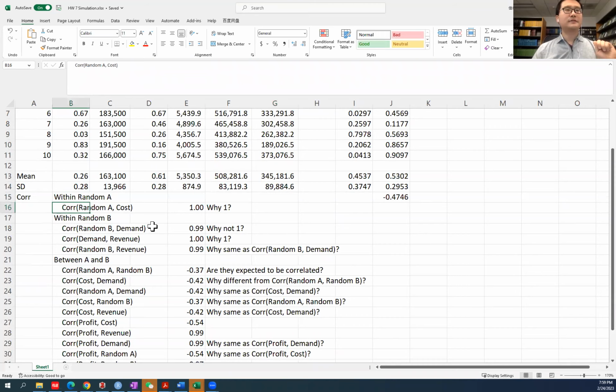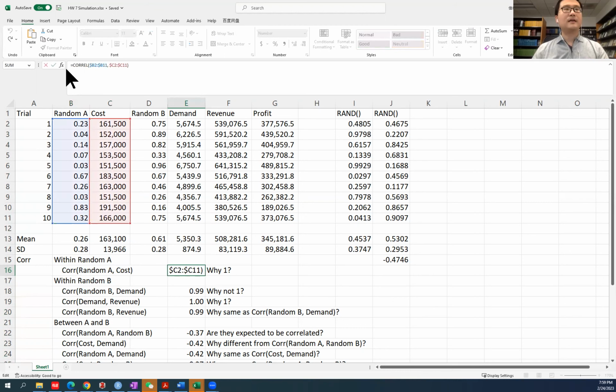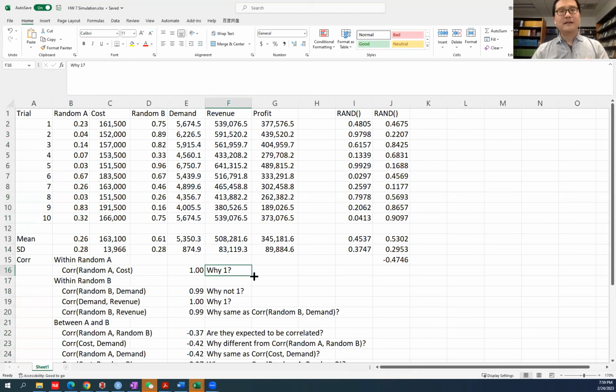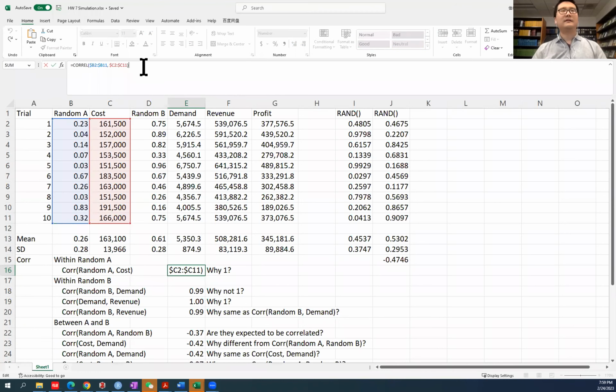What's the correlation associated with the random A when we have the cost value? So here I calculated the correlation between the random A column and the cost column, these two columns. And we see that the correlation is 1. Is this surprising? And if not, why do you think we have a correlation of exactly 1? Because the cost is directly derived from the random number. Yeah, very good answer. But this directly derived needs to be a linear transformation.